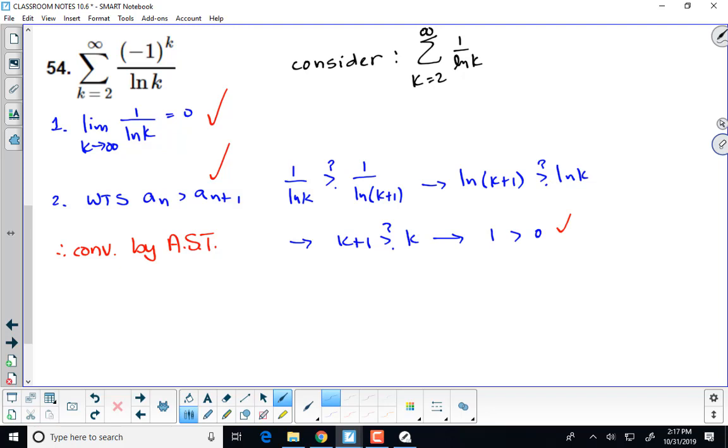So what does that mean about 1 over natural log of k? It's going to infinity slower than the other one, so the fractions are going to 0 slower. If it's going slower than 1 over k, which is divergent, then it has to diverge. So then what? It's conditional. Yes.